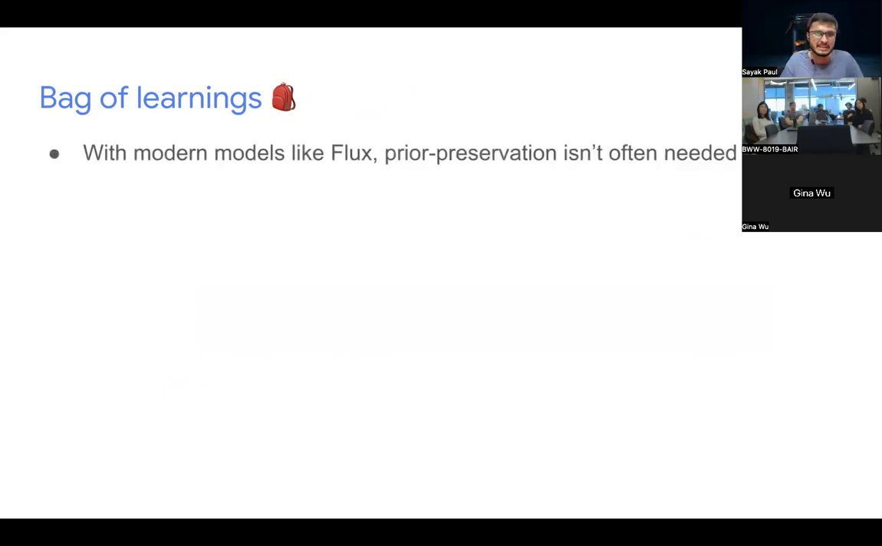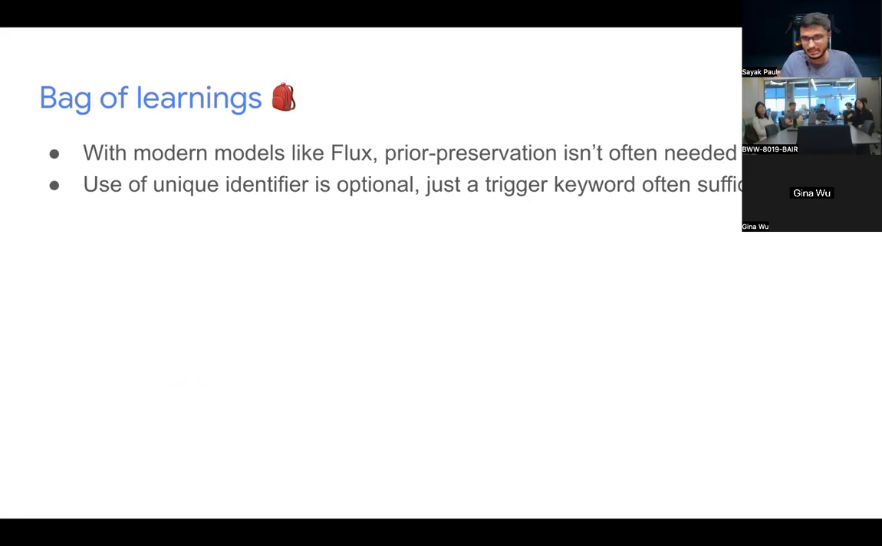But a bag of learnings here. DreamBooth, for your information, was proposed in the context of pixel space models. But all of these findings are from the latent space model, because the DreamBooth code was never open sourced. So as we found out, again, these are opinions. Feel free to try these things out yourself. With modern models like Flux, prior preservation isn't often needed. Of course, it depends on the difficulty of the concept that we want to learn. But typically, for the most part, prior preservation isn't really needed, and thereby we can cut down the training cost quite a bit. And the use of a unique identifier is also optional. Just a simple trigger word often suffices.